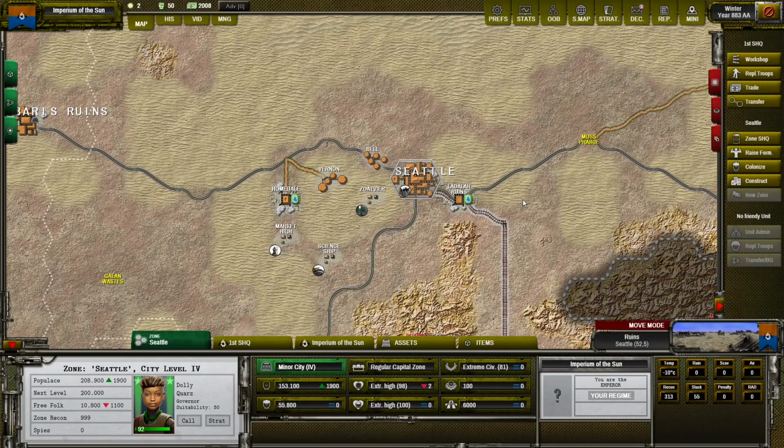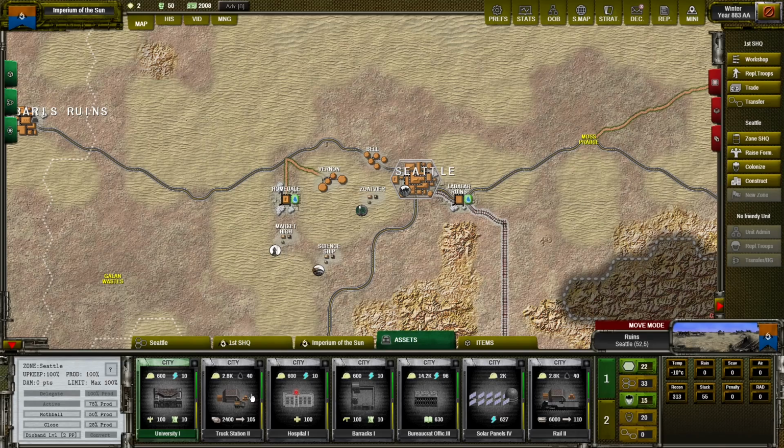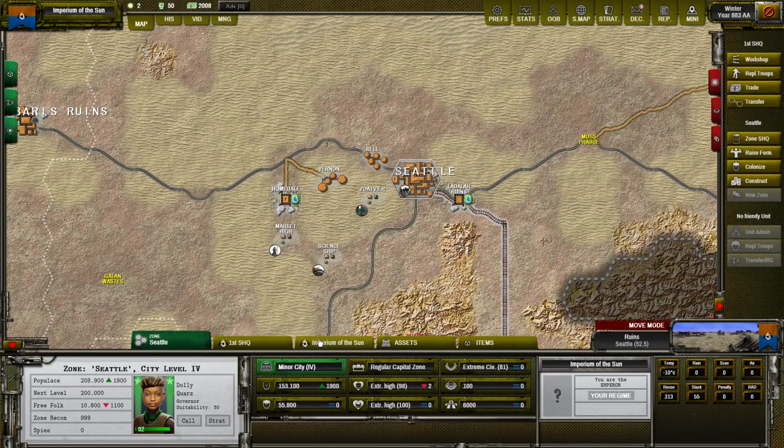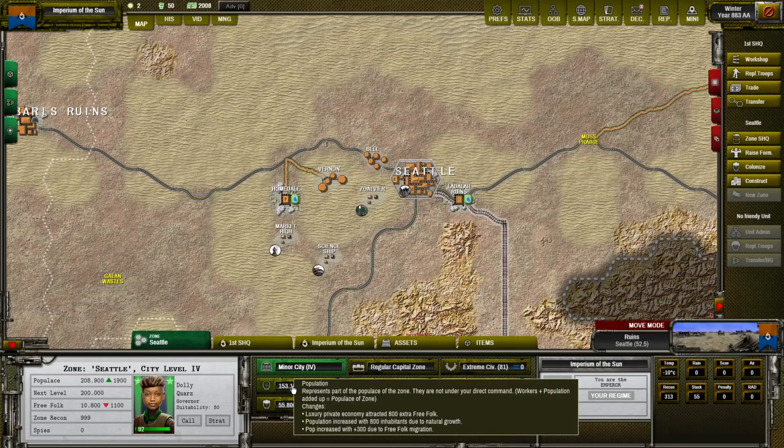Today you will learn about private economy. Each of your zones has assets divided into public assets, built by you, and private assets, with a brown background, built by private economy. Most of the population of your zone is working in the private sector. They are not under your direct command and you don't pay them, but they pay taxes. They can buy products and sell products to traders.